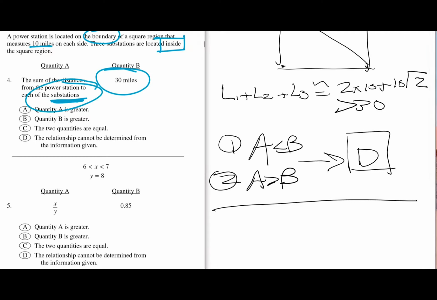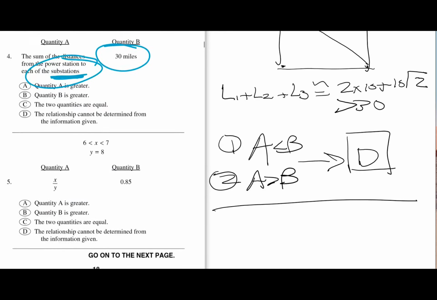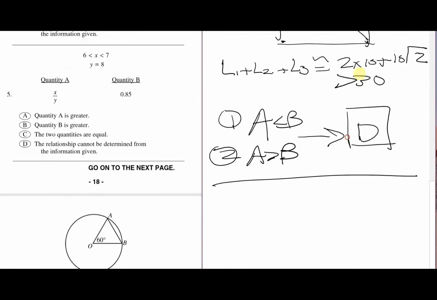You don't know where the substations are relative to each other, so you have to come up with the logic of where they could be, because they could be anywhere. You don't want to come up with a million scenarios. What you want to come up with is a minimum and a maximum. And I'm going to go over the next problem, which actually covers that as well. So this is problem number 5.